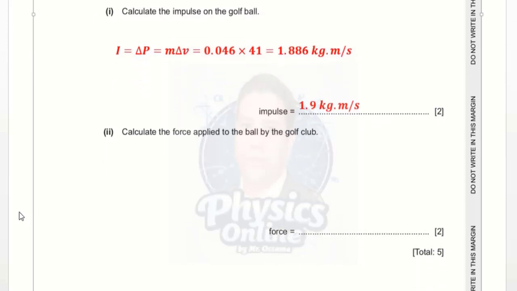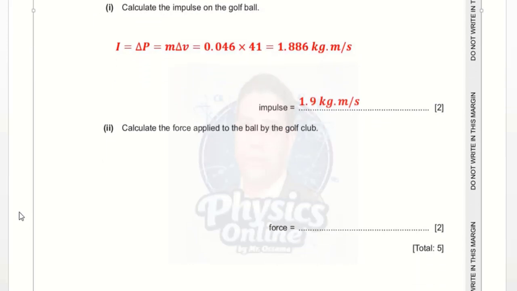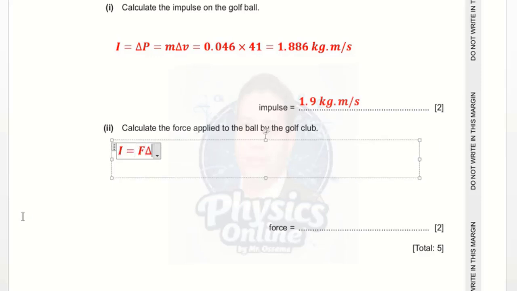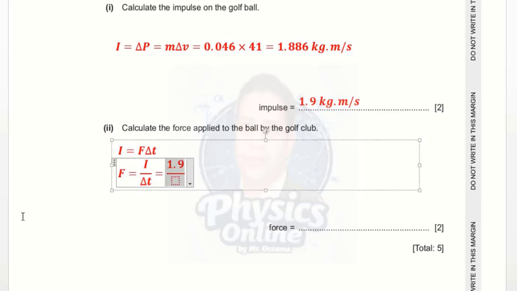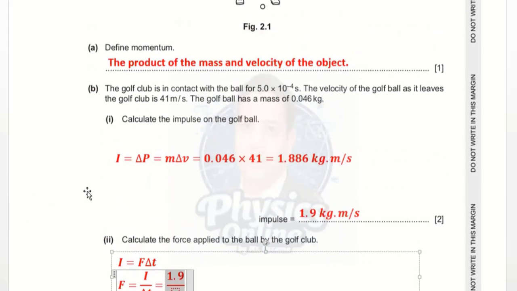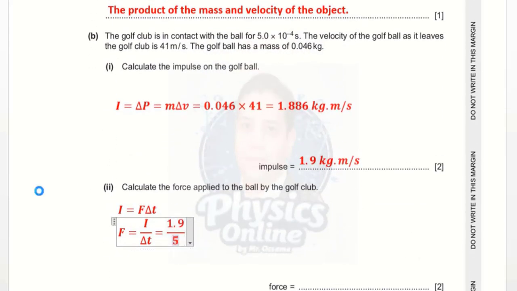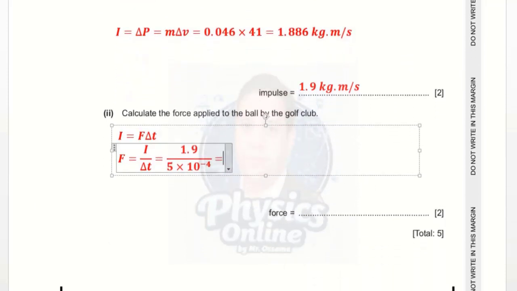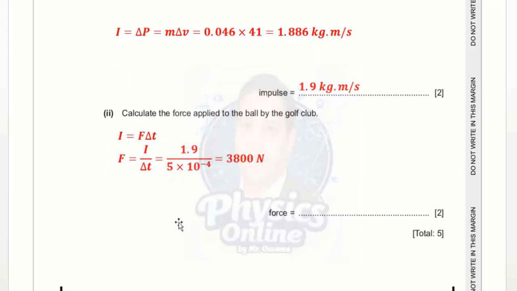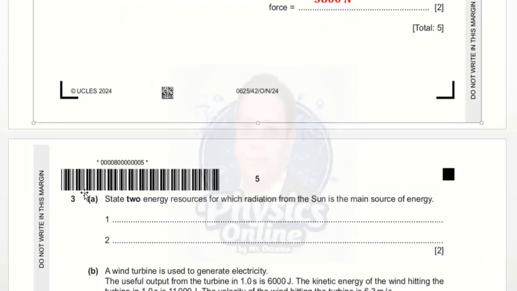Calculate the force applied to the ball by the golf club. We know that the impulse equals the force times time. So force equals impulse divided by time. Impulse we calculated 1.9 and the time we said 5 times 10 power negative 4 equals 3800, and the unit of force, of course, Newton. Final answer is the same number, 3800 Newton.